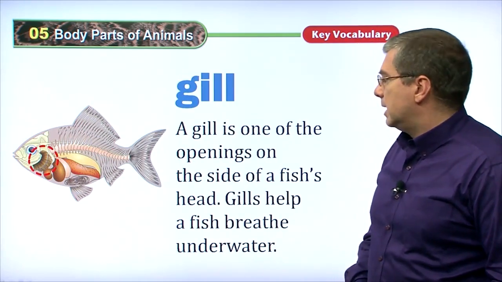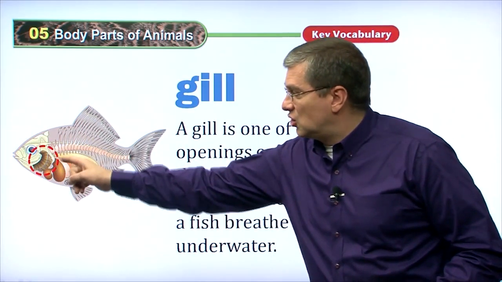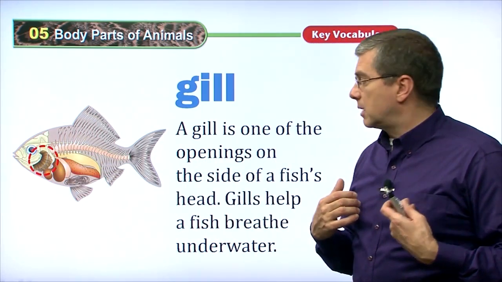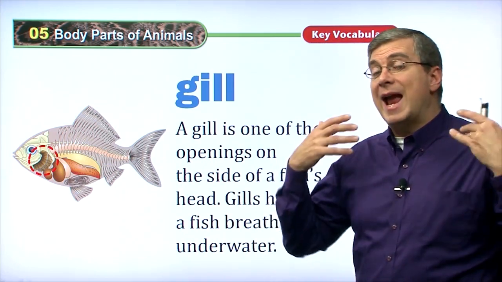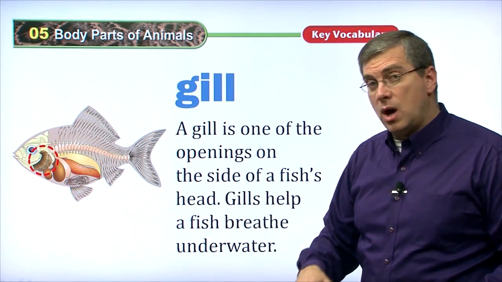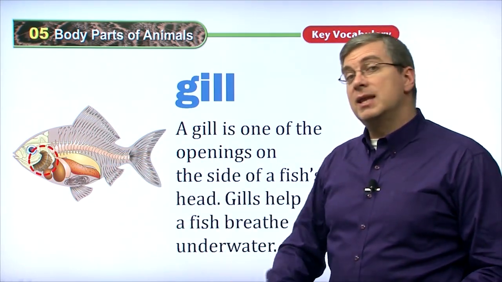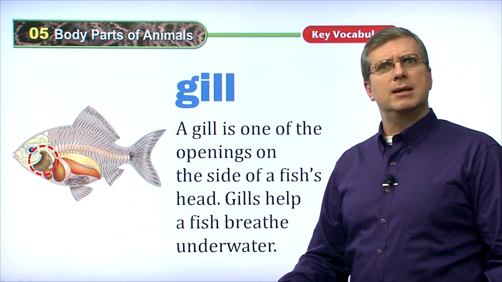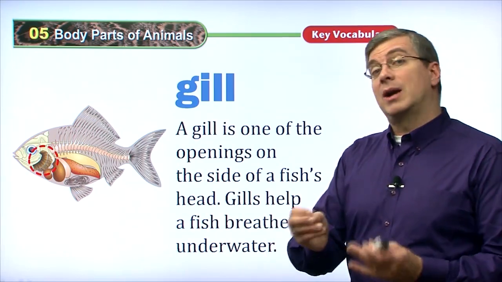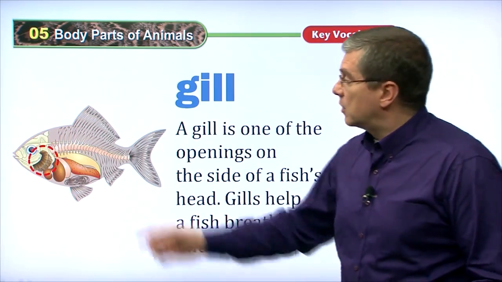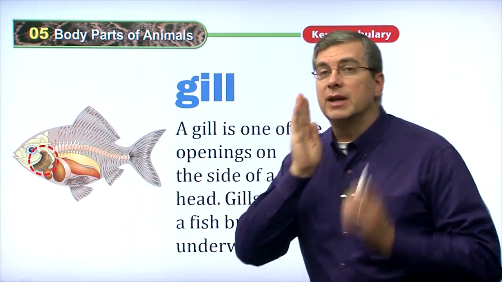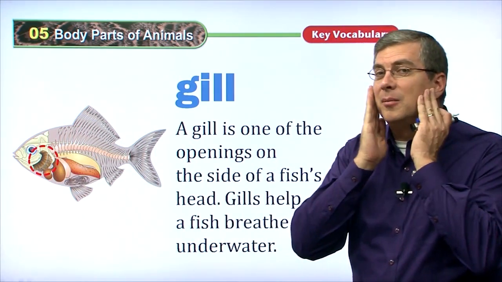Now, a gill is something that a fish will use to breathe underwater, right? We have lungs, right? We can breathe the air because we're not in water. But fish do not live outside of water. They live in water. How can they breathe in the water? Well, of course, the water has oxygen in it. So fish will be able to get that oxygen using their gills on the side of their heads.